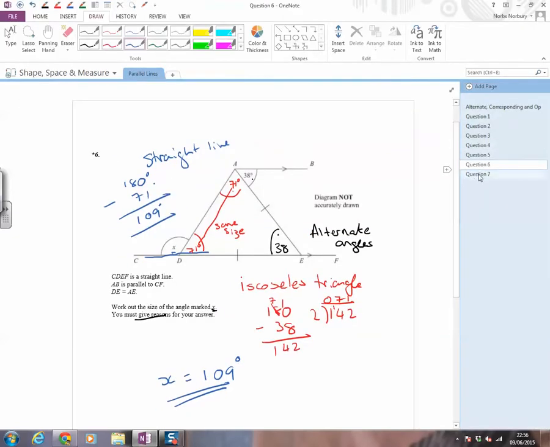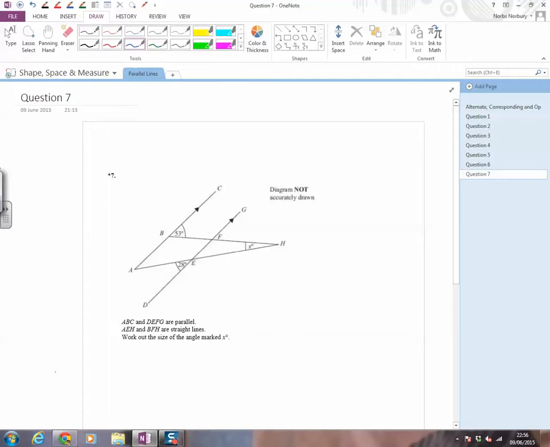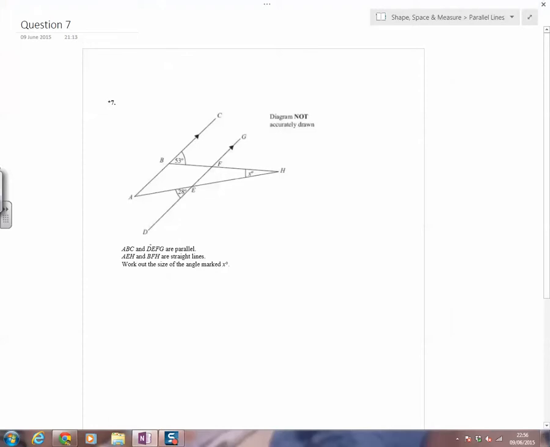Now we come on to the final question. Remember, you can pause and rewind at any time. And let's go through this one. So here we go. It looks tricky, but let's take it one step at a time. We need to work out x, which is here. So far, I know that this angle is 53, so let's put in the angles that we know. I know that this angle has to be 53 because it's alternate. I also know that this is 53. Why? Because it's opposite.